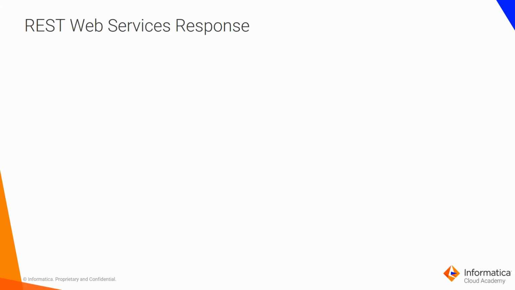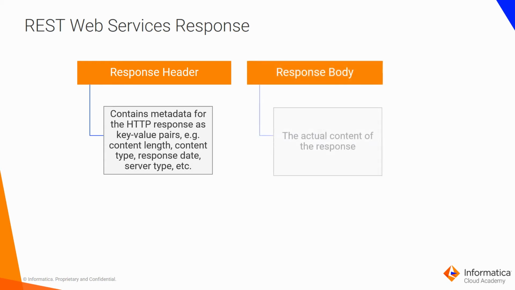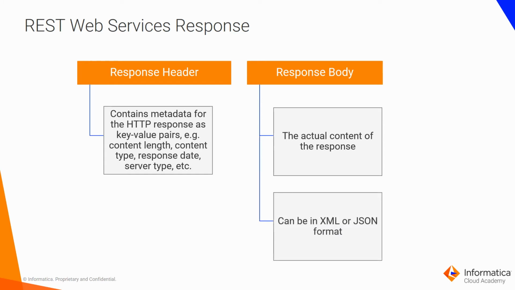Let us now discuss the details of a REST web service response. The REST web service response is an HTTP response containing two parts. Response header. This contains metadata for the HTTP response message as key value pairs. For example, content length, type, response date, server type, etc. Response body. This is the actual content of the response message. This message can be in XML or JSON format, JSON being the most common type of format.